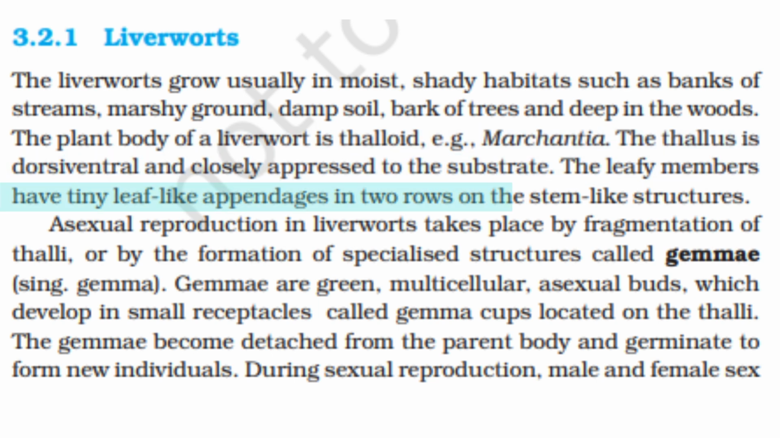The leafy members have tiny leaf-like appendages in two rows on the stem-like structures. Asexual reproduction in liverworts takes place by fragmentation of thalli or by the formation of specialized structures called gemmae, singular gemma. Gemmae are green multicellular asexual buds which develop in small receptacles called gemma cups located on the thalli. The gemmae become detached from the parent body and germinate to form new individuals.